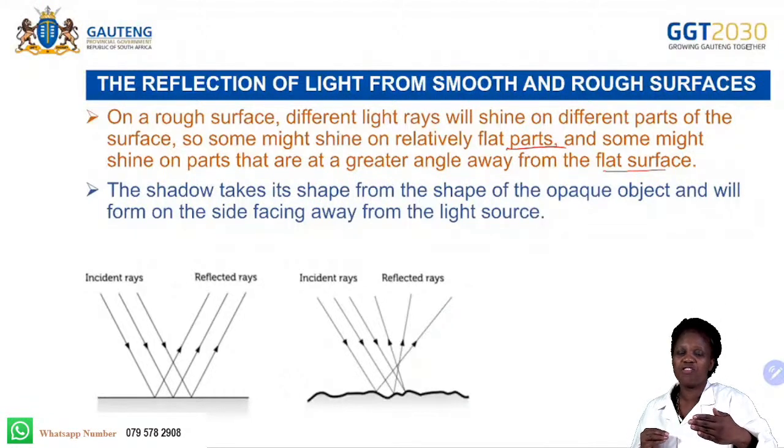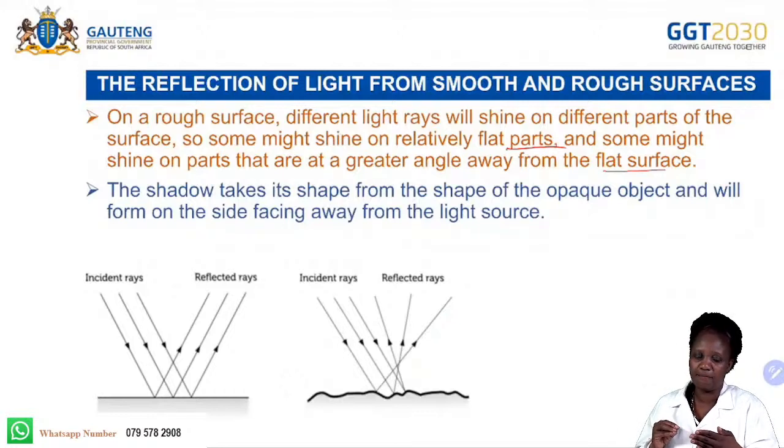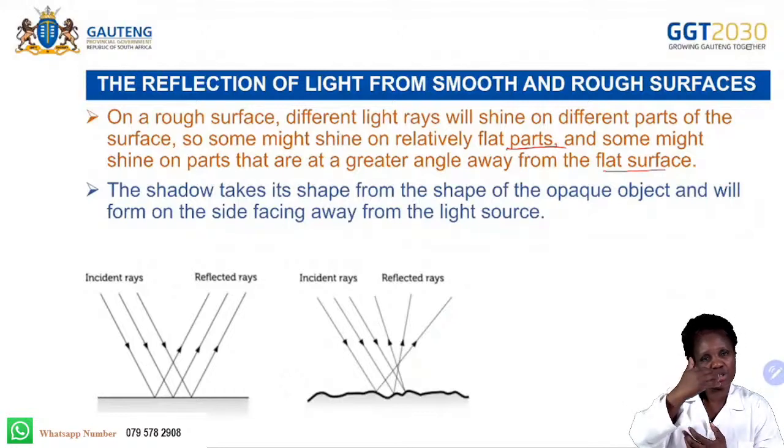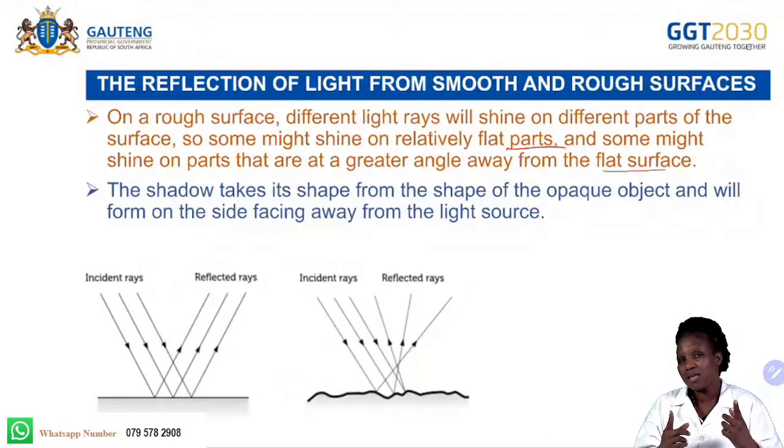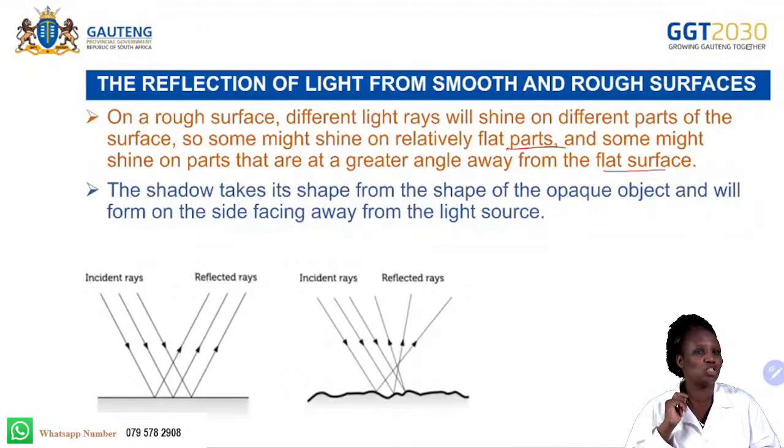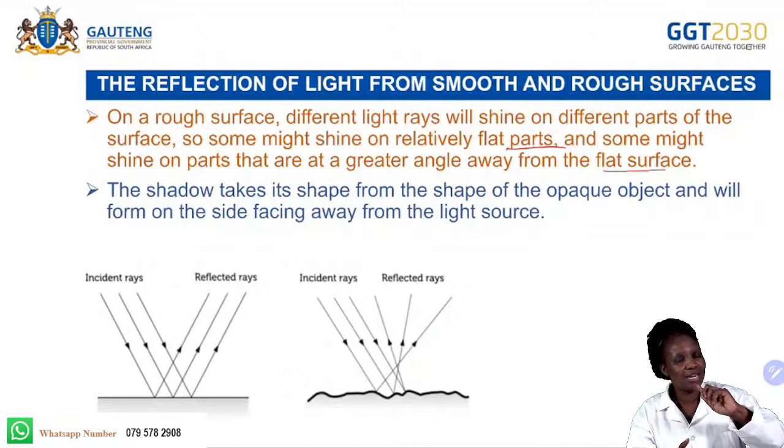All right? Especially if the hand is near the light source, the shadow is going to be big and dark. But if we move the hand further away from the light source, what's going to happen? The shadow is going to appear small. Do you get it? Why? Because opaque objects don't allow light to pass through. But if it is a transparent object, it will allow light to pass through.